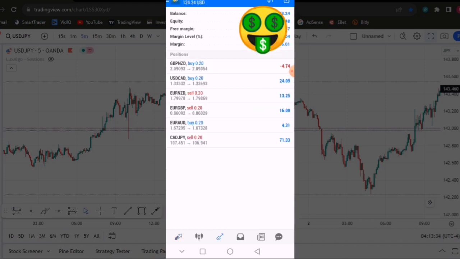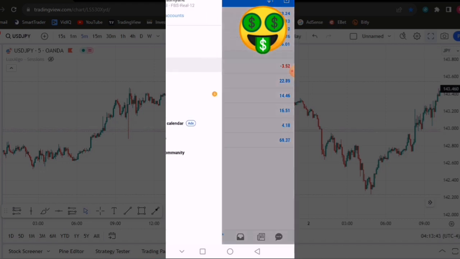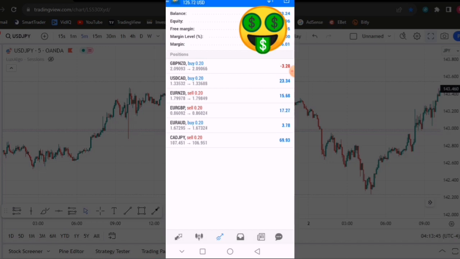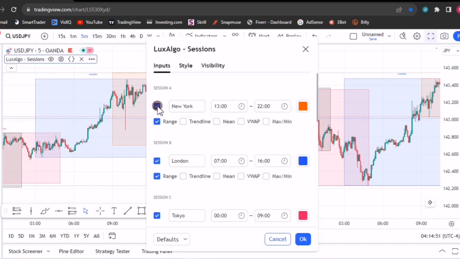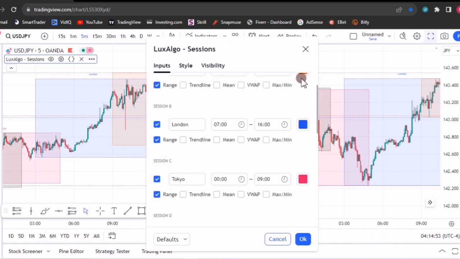Let's check on the running trades. I only have CAD JPY, but you can see that I am really doing it. You see this account is real. I'm not promising you 100% results, but this strategy is definitely going to pay you. So let us get straight to the strategy.